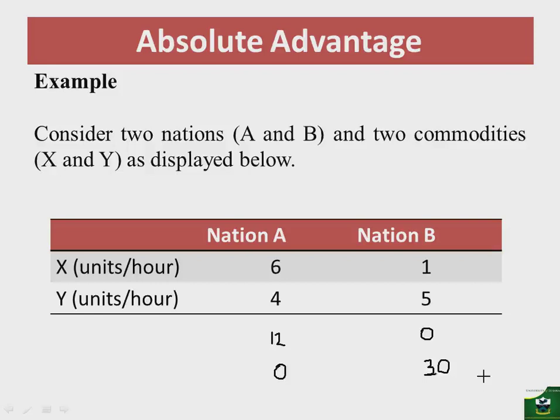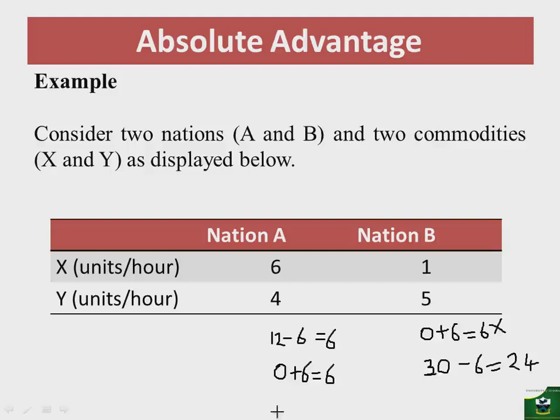And if nation A is to exchange 6 units of X, meaning if we subtract 6, which will go to nation B, so we put plus 6 here, we will see that nation A will remain with 6 units of commodity X, and nation B will have 6 units of commodity X. Clearly, if we see below here, nation A is getting 6 units of Y, so we are adding 6 here, which means that nation A will have 6 units of commodity Y, and here we subtract 6, meaning nation B will have 24 units of commodity Y.